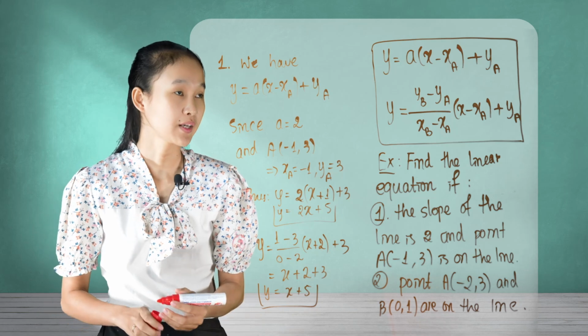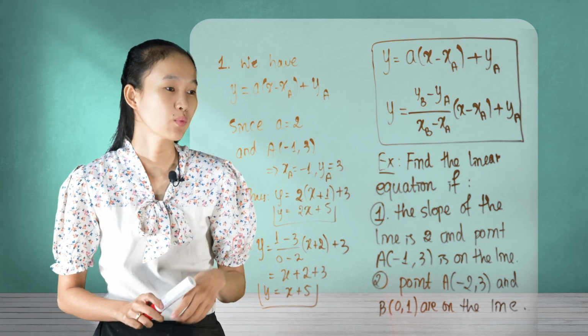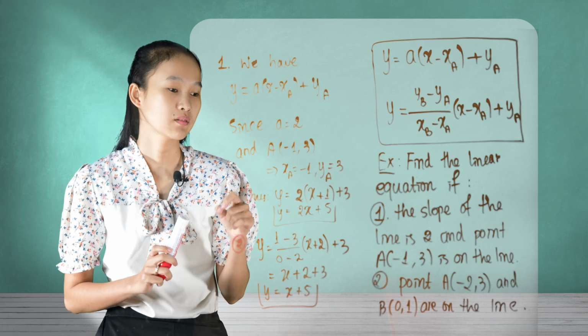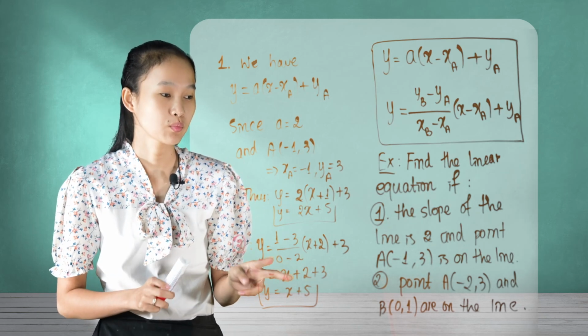So this is how you find the linear equation, knowing a slope and a point, and when there's no slope given, but there are 2 points.